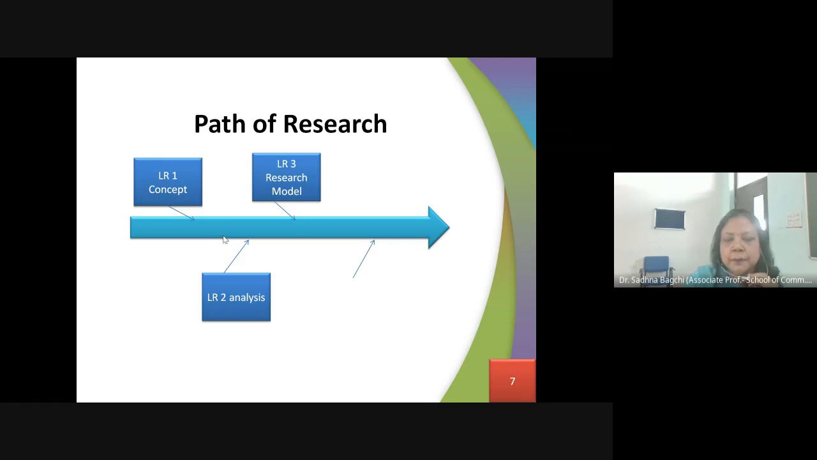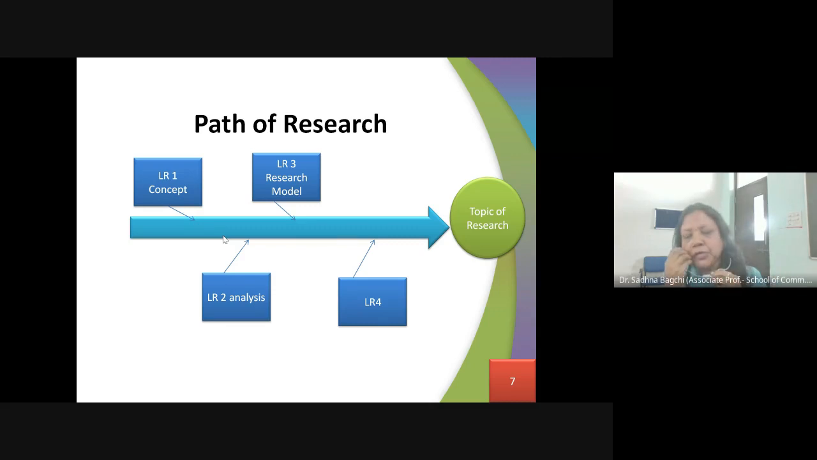Next, LR3, the research models. If your study is an empirical one, then you have to confine the research model. The research model basically shows the relationship between the independent and dependent variables. In LR3, you come to know the research model, or accordingly you can propose or formulate your research model. And then LR4 means other things that are left to finalize. When you are doing the literature review, other things you come to notice could be part of your research.